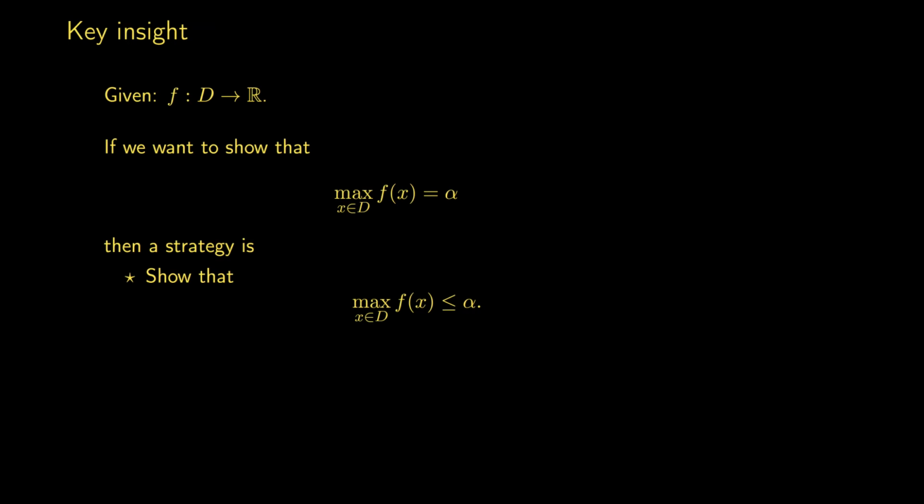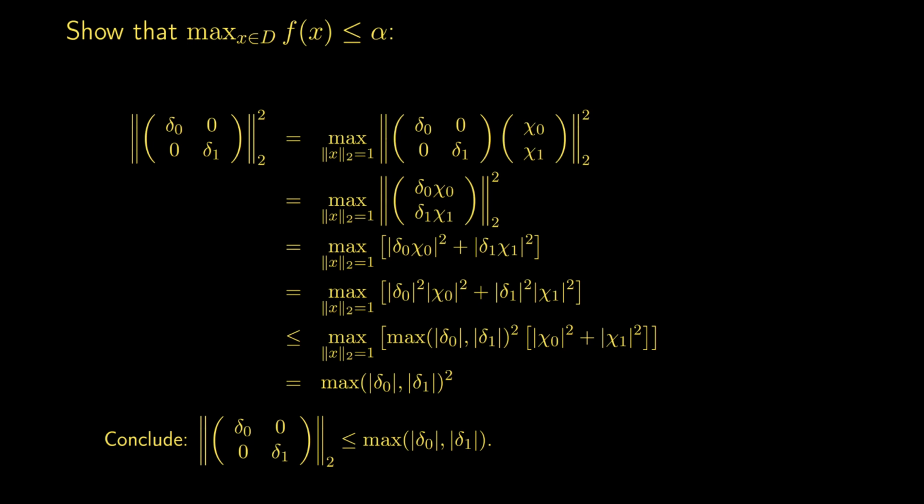So in the future, we're often going to use a slightly different proof technique. And that proof technique is to say, look, if we're given a function from a domain D to the real numbers, and we want to show that the maximal value that that function takes on the domain is equal to alpha, then a strategy is to first show that it's less than or equal to alpha, and to then find a vector y in the domain such that f of y is equal to alpha. And from that, then we can conclude that the maximum value attained for any element in the domain is equal to alpha. So how would we employ that here?